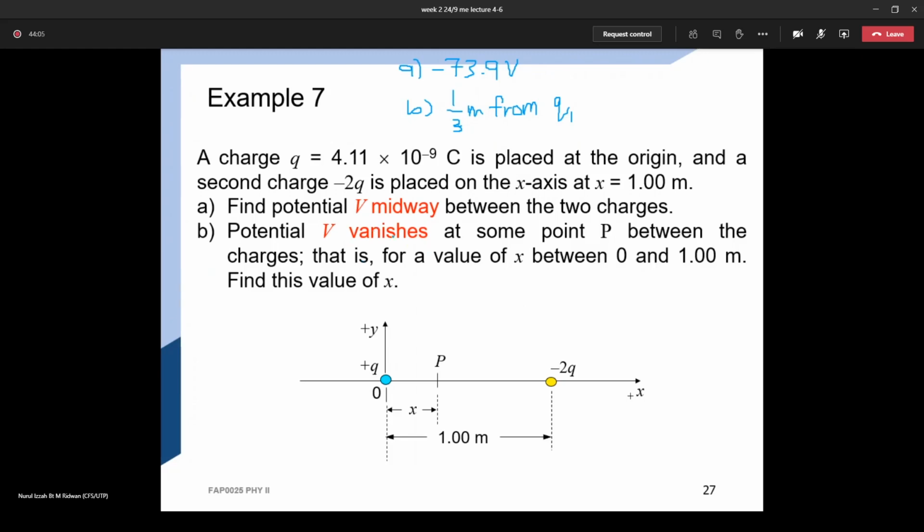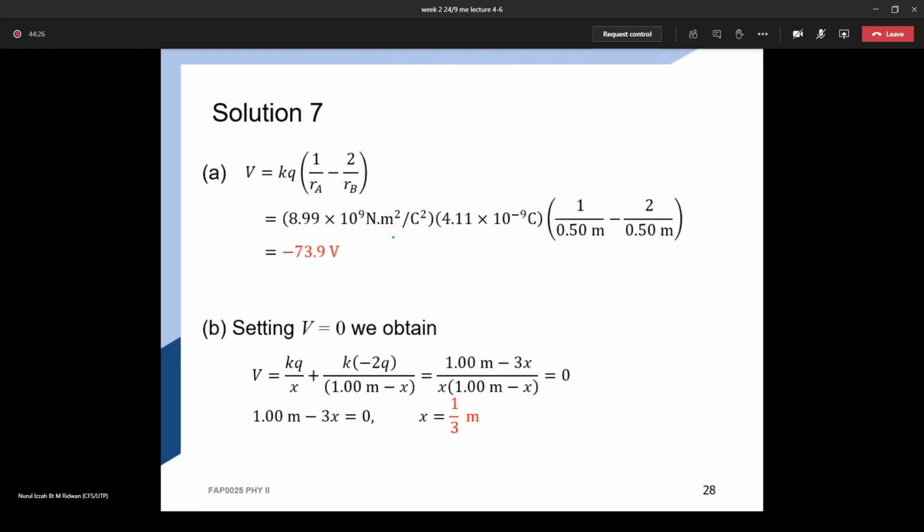First of all, if you see the calculation for U and V, it's basically quite simpler than what we did in chapter 1. In chapter 1 there are lots of things that you need to analyze, and then you need to discuss magnitude and direction. But for U and V, somehow it's a little bit easier than E and F. So for A, how do you calculate that? V equals KQ over R. That should be the general equation.